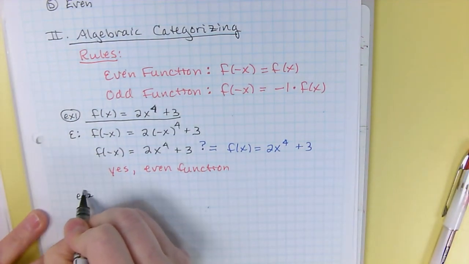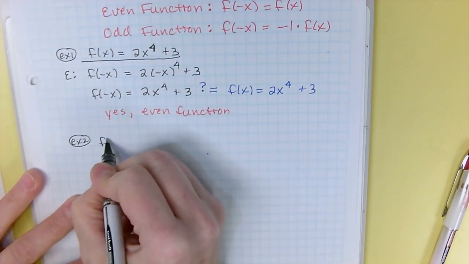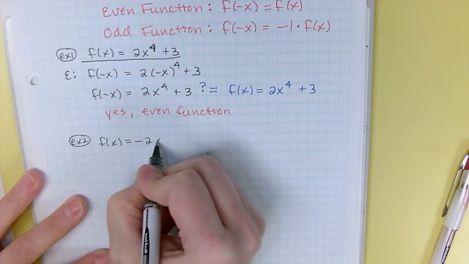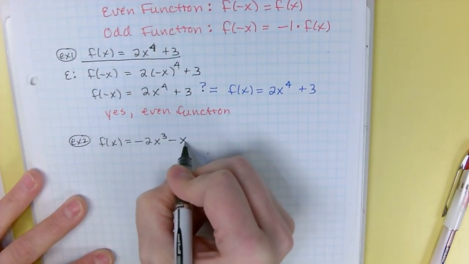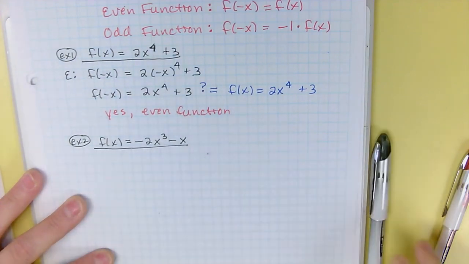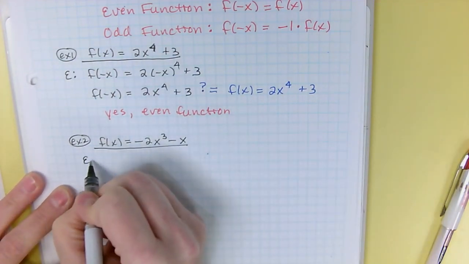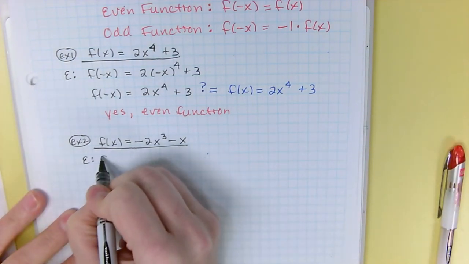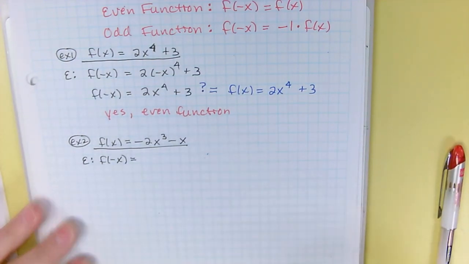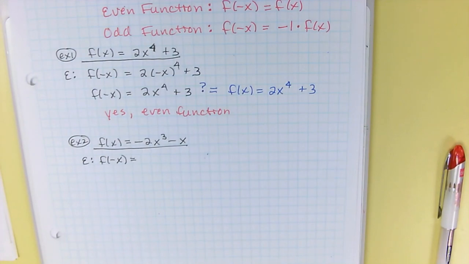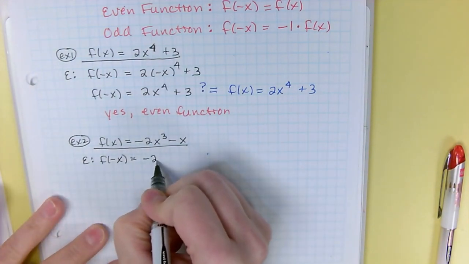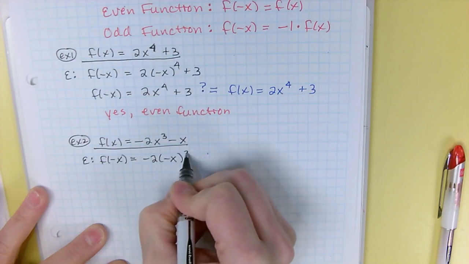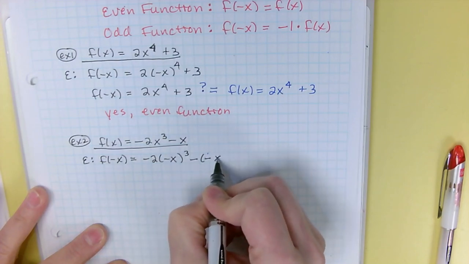Okay, let's do example 2. F of x equals negative 2x cubed minus x. And we're going to start with the even test. So for the even test, we need to find f of negative x. So you're going to replace all the x's with negative x's. So negative 2 times negative x cubed minus a negative x.